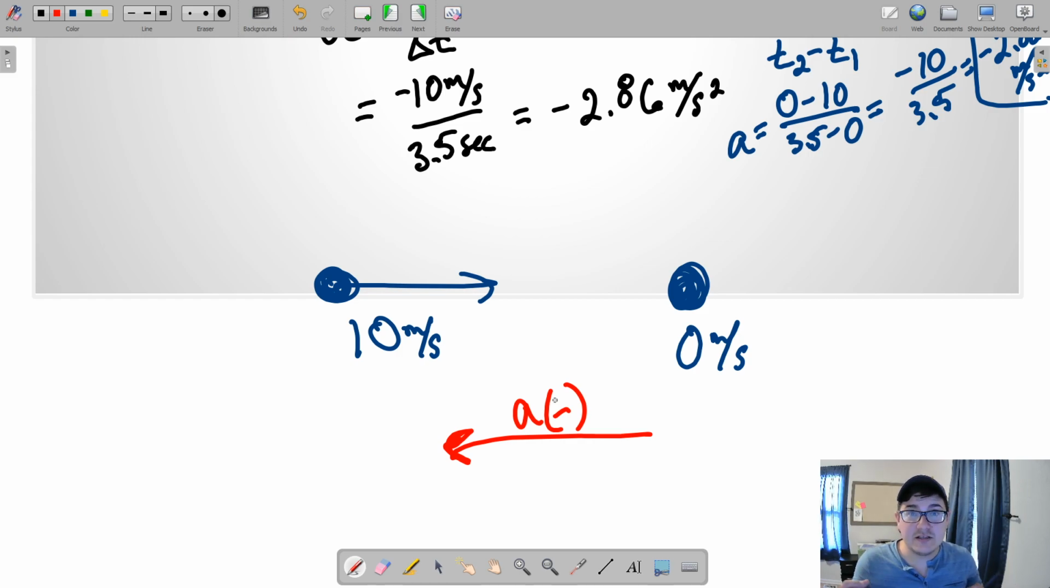Okay, this is something that is really tricky for some people to wrap their minds around, so just chew on it for a little bit: something slowing down is actually speeding up in the other direction. That's why we don't use words like deceleration, because something doesn't really decelerate, it just speeds up in the other direction.